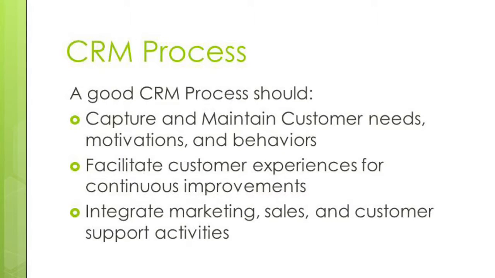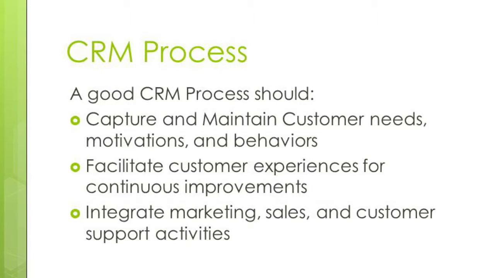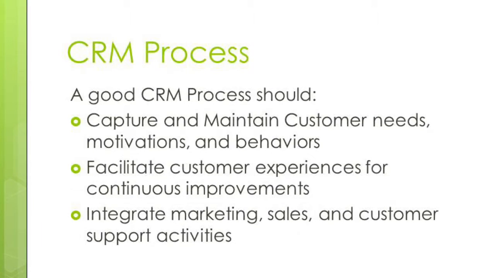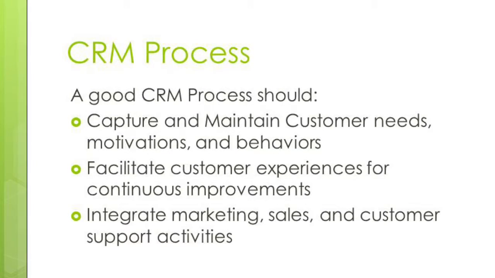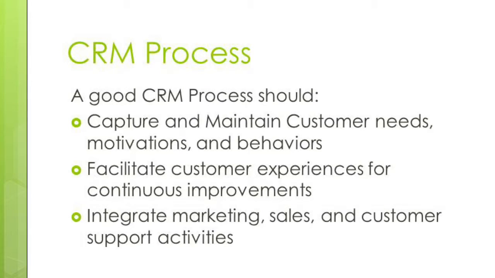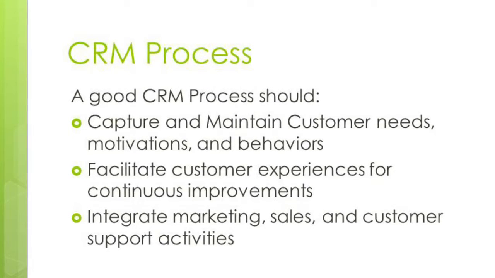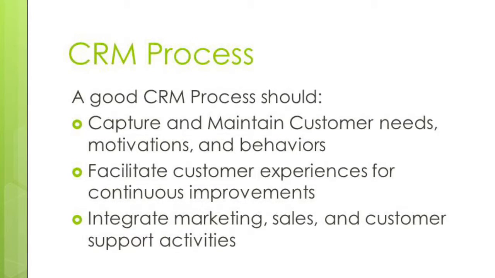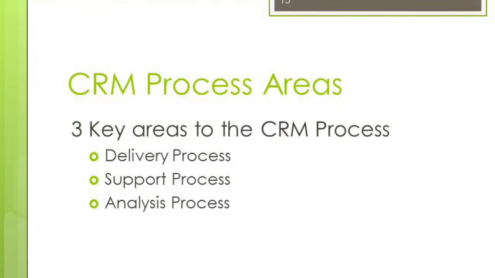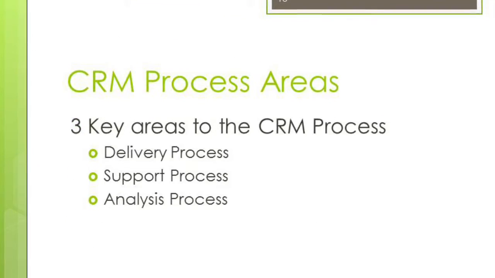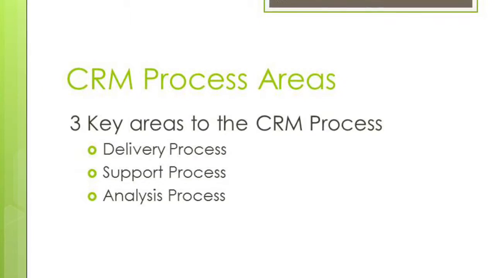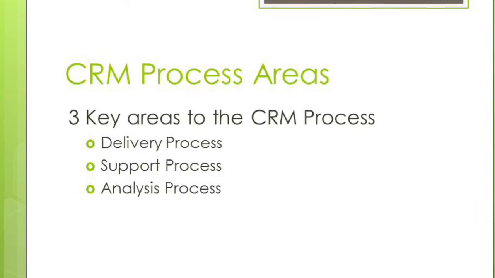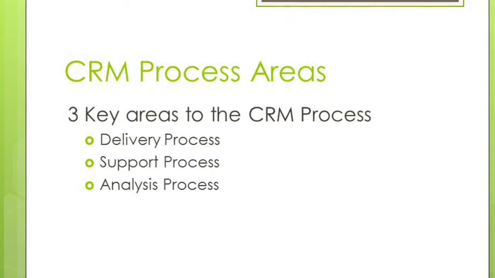So a CRM process. A good CRM process should include the following: it should capture and maintain customers' needs, motivations, and behaviors. It should facilitate customer experiences for continuous improvements. It should also integrate your marketing, sales, and customer support activities. CRM process areas. There are 3 key areas to the CRM process: the delivery process, the support process, and the analysis process.